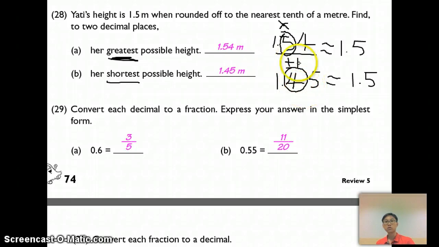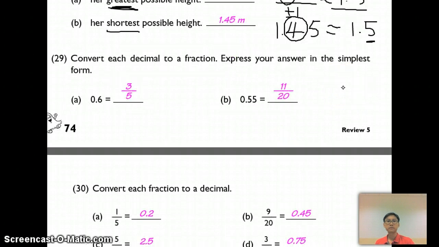Okay, so you should by now be able to see the pattern. Greatest is actually always the same number, and I put a 4 here. Smallest is 1 less than this, and with a 5 here. Okay, so yeah, this is the pattern involved.